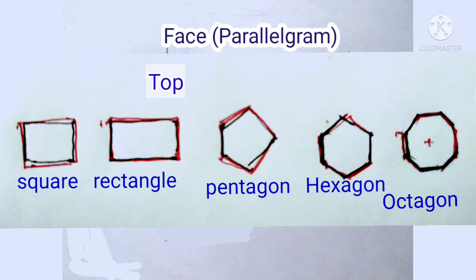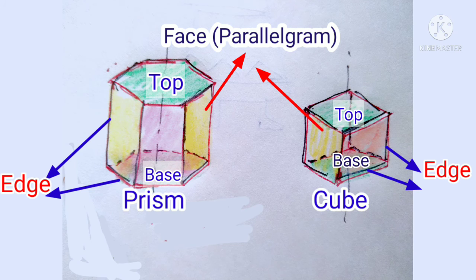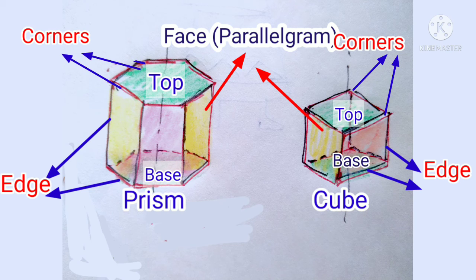And the shape of base can be any kind of polygon, such as square, rectangle, pentagon, hexagon, etc. So cube is also a prism. Now these are the edges of a prism, and these are the corners, and these are called the faces of a prism.